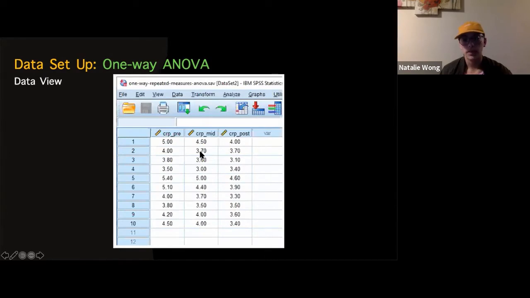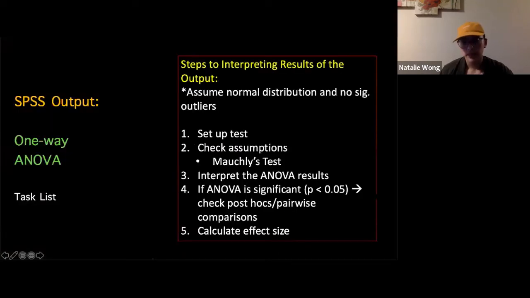Okay. So when we actually expand it into the data view, it would look something like that, which I think sometimes freaks people out, and it makes it difficult to figure out what your independent and dependent variables are if you're just looking at the data. But each level, pre, mid, and post, gets their own column in the setup. Once we have our data set up, similar to last week, we're going to assume we have a normal distribution and no significant outliers for our dependent variable.